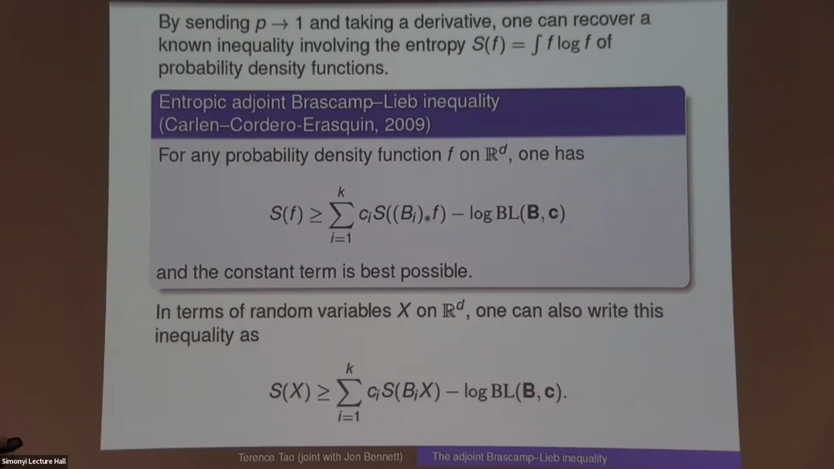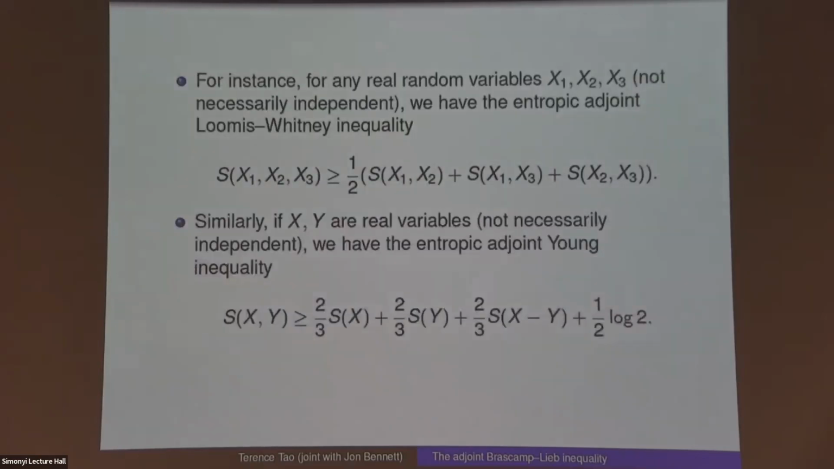If you have any random variable in R^d and you project it, applying various linear transformations, you can bound the entropy of your big random variable by combinations of the entropies of these projections, up to a constant which depends on the Brascamp-Lieb constant. Just to give you two examples. The entropic adjoint Loomis-Whitney inequality is the statement that for any three real random variables x1, x2, x3, the entropy of the triple jointly is bounded from below by 3/2 times the average of the pairwise entropies of the two random variables.